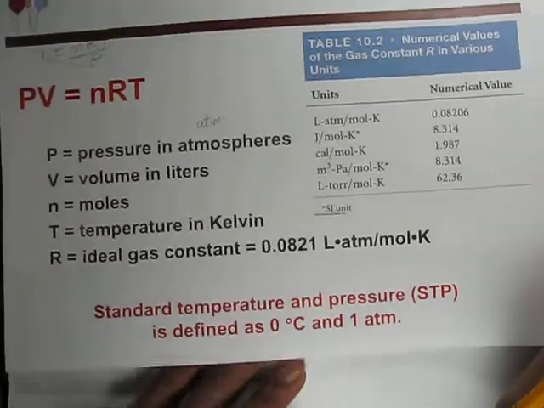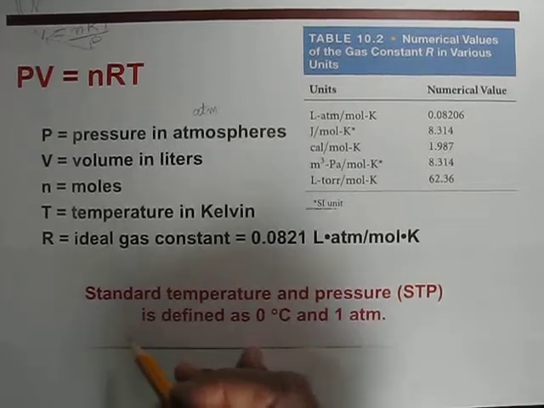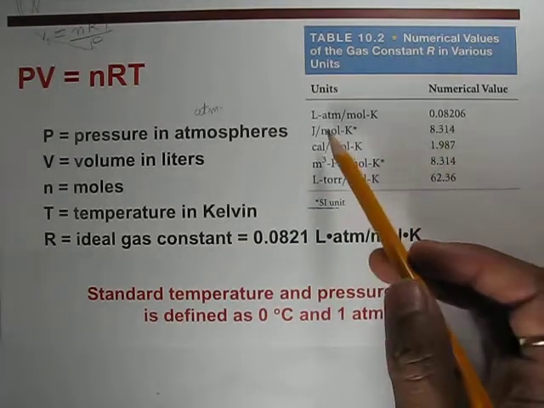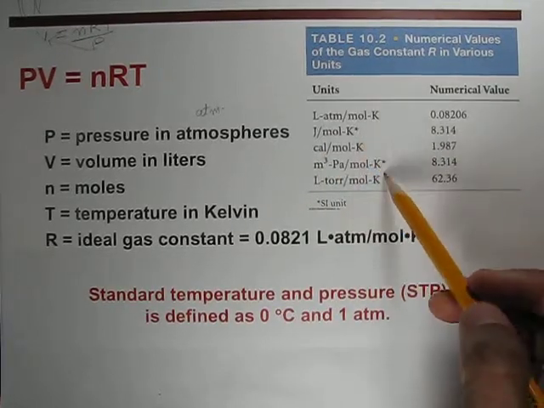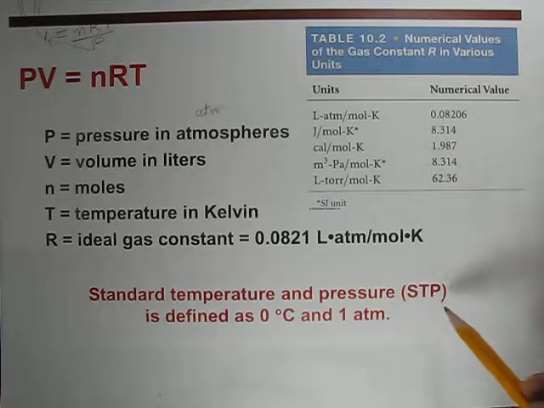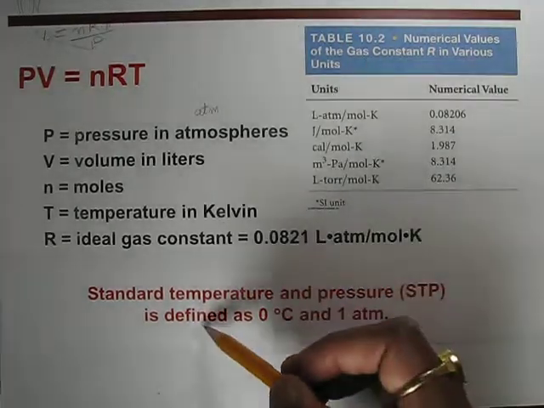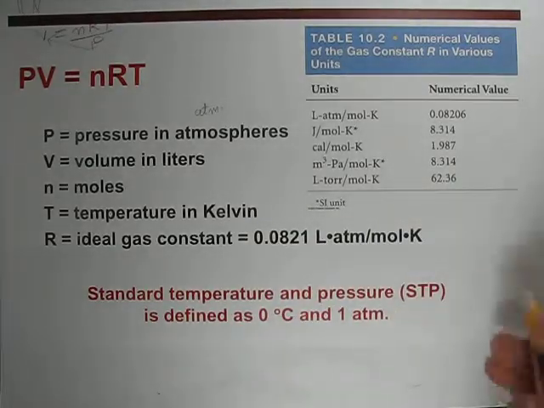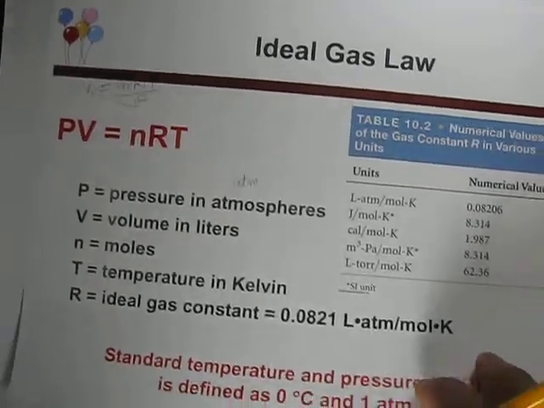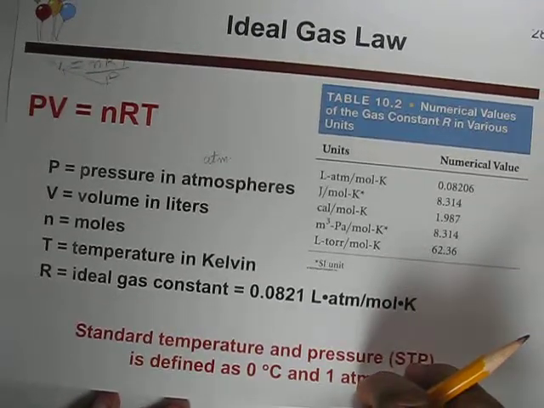Standard temperature and pressure is defined as 0 degrees Celsius and 1 atmosphere. What is the meaning of standard temperature and pressure, which is also called STP? Standard temperature and pressure is defined as 0 degrees Celsius and 1 atmospheric pressure. So this was about the ideal gas equation, how to memorize it, and the name of each letter.